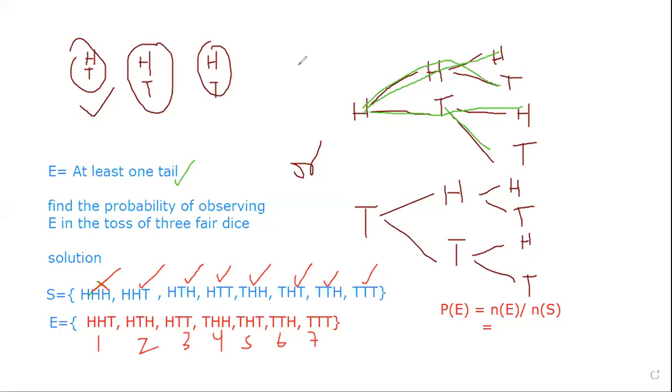Okay, good. So our task is almost done. So we go and write the number of outcomes in E over the sample space is 7/8. And that gives us the probability of observing at least one tail in the toss of three coins. Good. Any question?